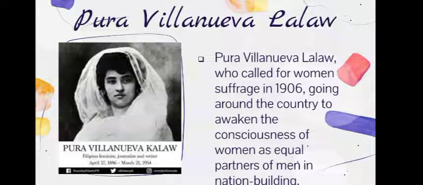Pura Villanueva Kalaw called for women's suffrage in 1906, going around the country to awaken the consciousness of women as equal partners of men in nation building.